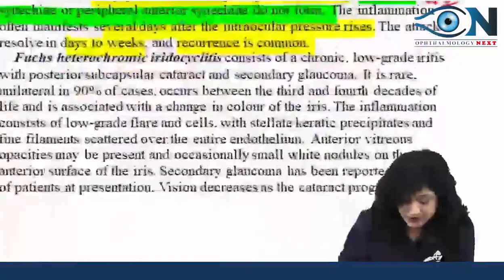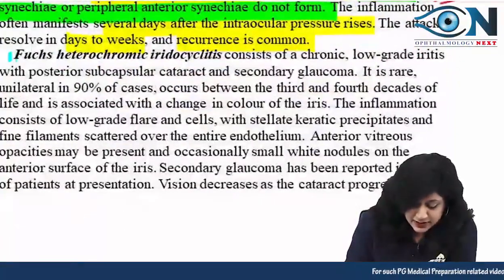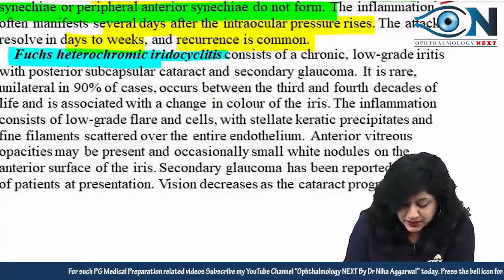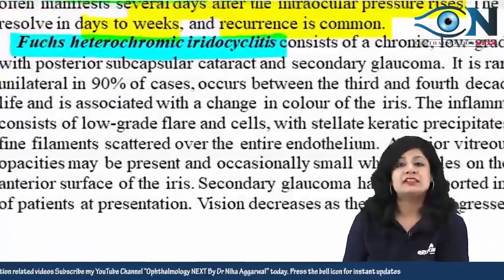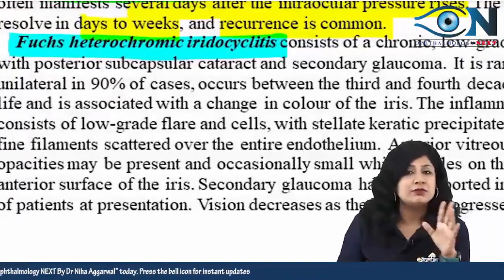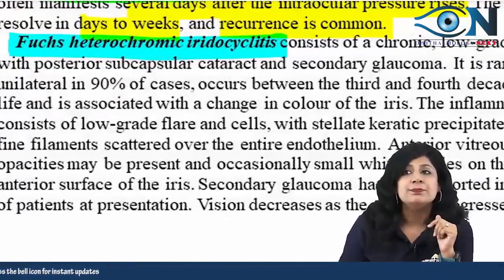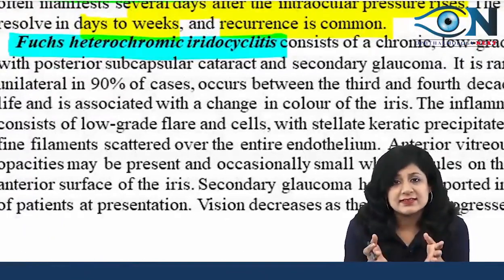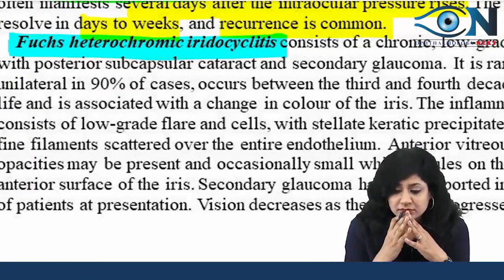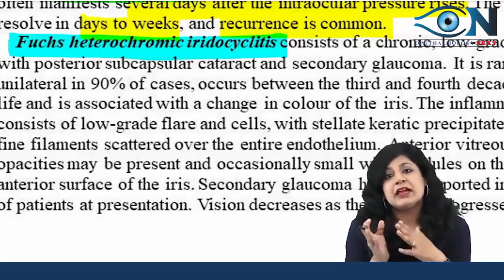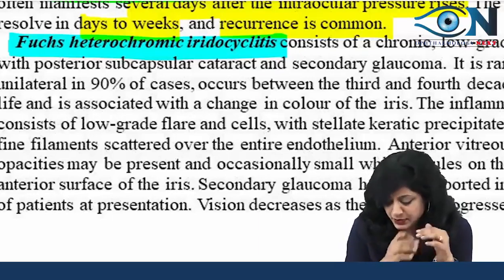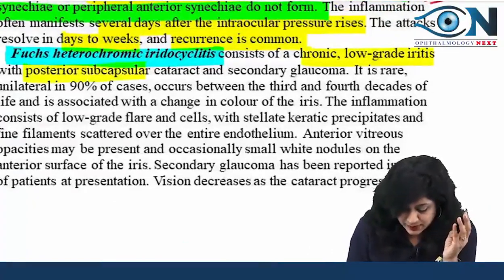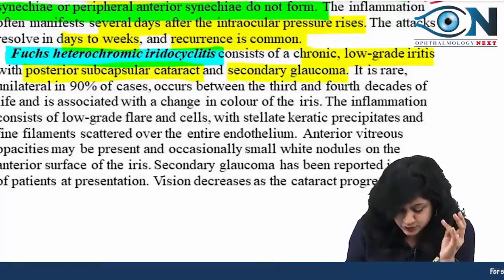Now, a similar kind of condition is Fuchs heterochromic iridocyclitis. If you look at this condition, it is somewhat different from Posner-Schlossman syndrome, in that this is slightly more common in females. Here you have a lot of iris signs, and you are having a typical kind of KPs. These are called stellate KPs. This consists of a chronic low-grade iritis with posterior subcapsular cataract, and secondary glaucoma is also there.